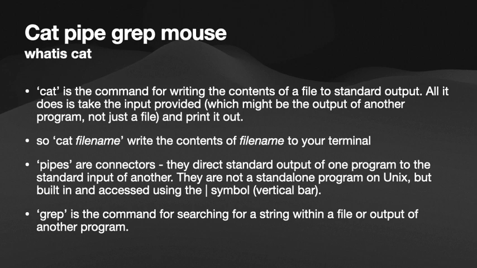For example, cat is the standard program for reading input, typically a file, and writing it, typically to the terminal. So running the command cat readme.txt would output the contents of the file readme.txt to your terminal window. Pipes are operators in Unix that connect the standard output of one program to the standard input of another. They're usually represented by a vertical bar. And grep looks for a string within a file.